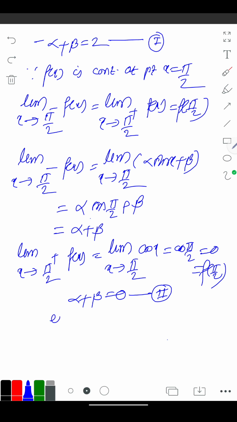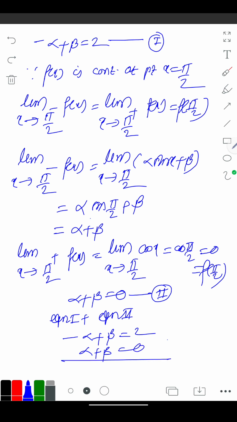So equation first plus equation second. Equation first, that is, minus alpha plus beta is equal to 2, and alpha plus beta is equal to 0. Then we add these two equations: minus alpha and alpha cancel, beta plus beta is 2 beta, equal to 2. The 2 cancels, therefore the value of beta is 1.